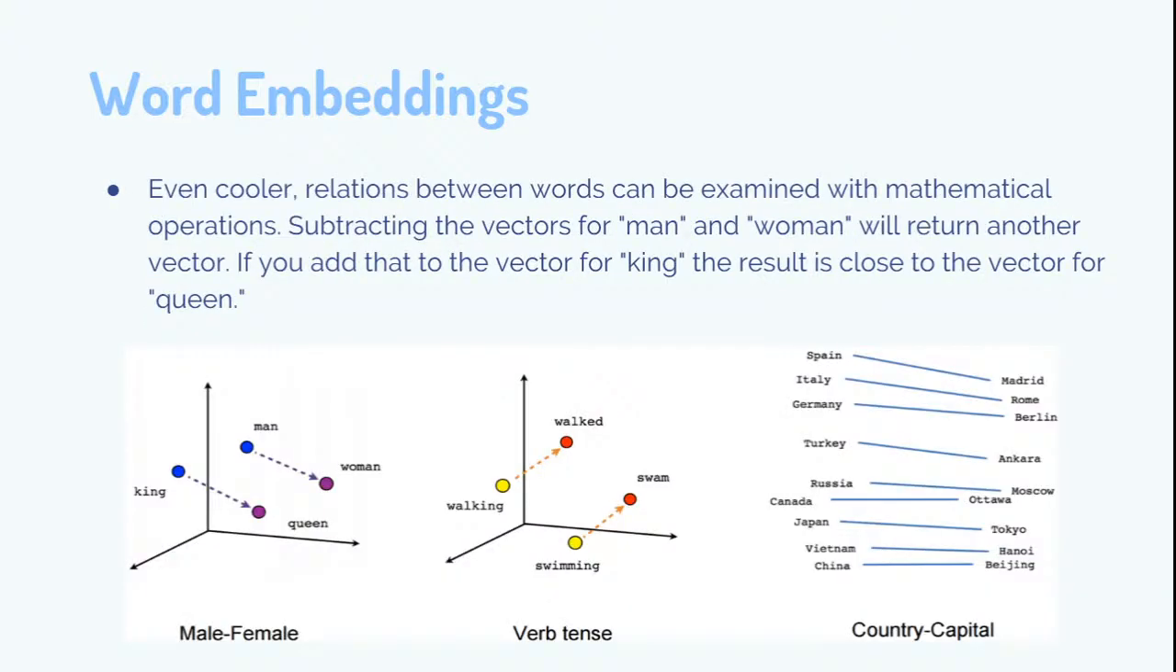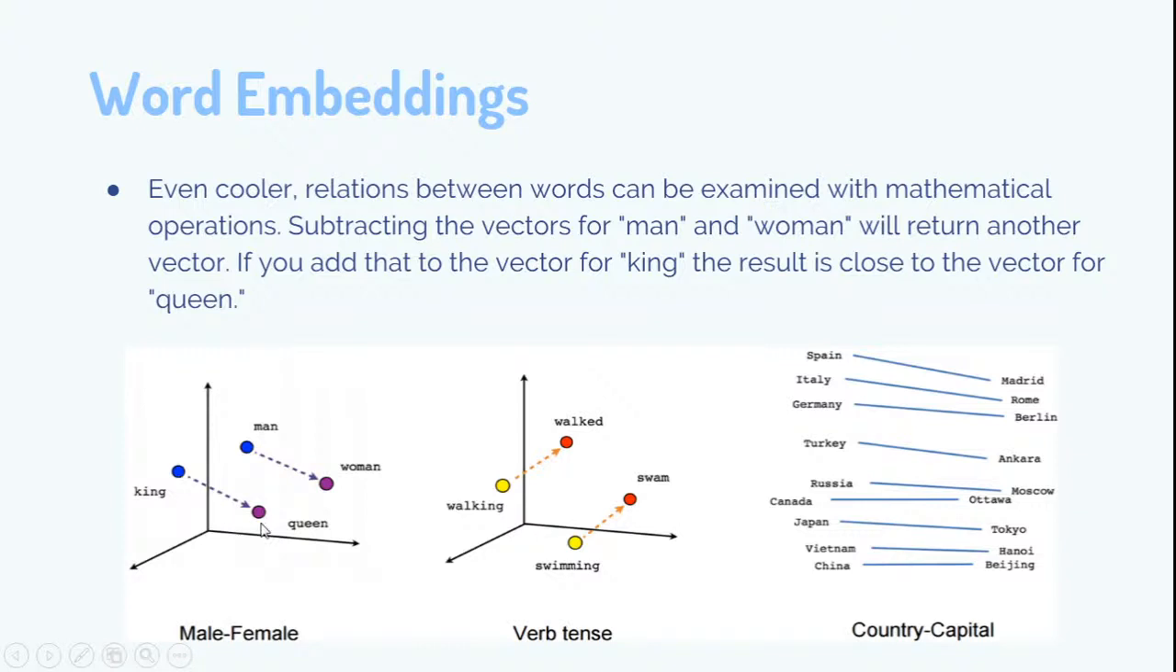So it will first analyze the data, and then draw some charts showing the relations between the words, examined with mathematical operations. Here you can see we have a vector of man and woman. Man and woman, that is the male and female differentiation. I am talking about male and female differentiation. Then king and queen.